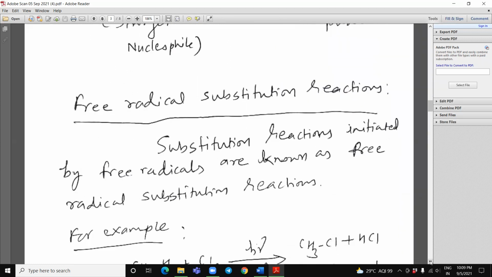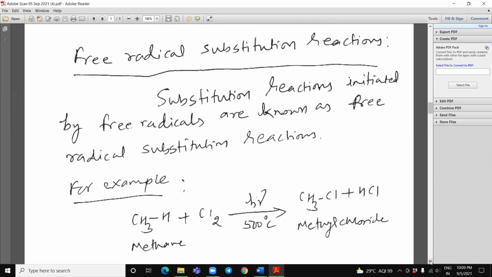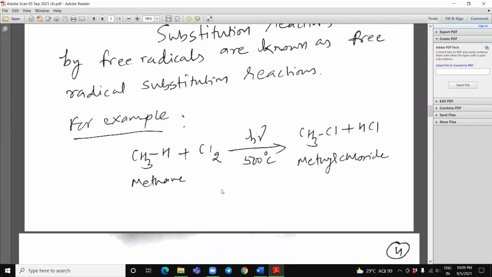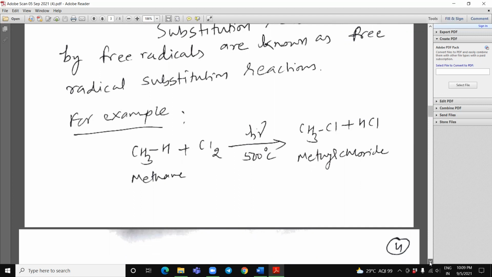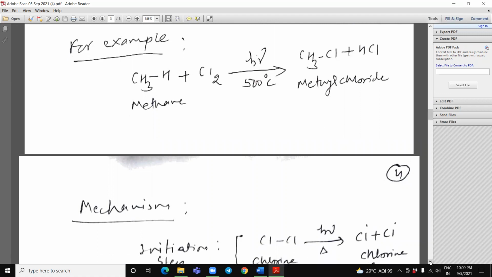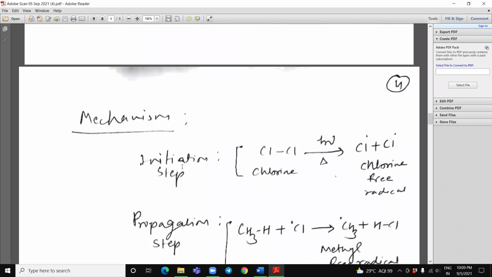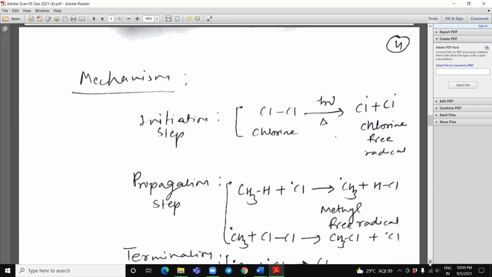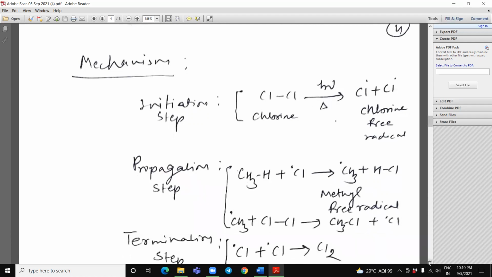Free radical substitution reactions. Substitution reactions initiated by free radicals are known as free radical substitution reactions. Methane and halogen, chlorine, will give methyl chloride. This reaction occurs at a higher temperature or in the presence of UV light. Mechanism. Initiation step. Chlorine molecule will first convert into the chlorine free radical in presence of UV light.